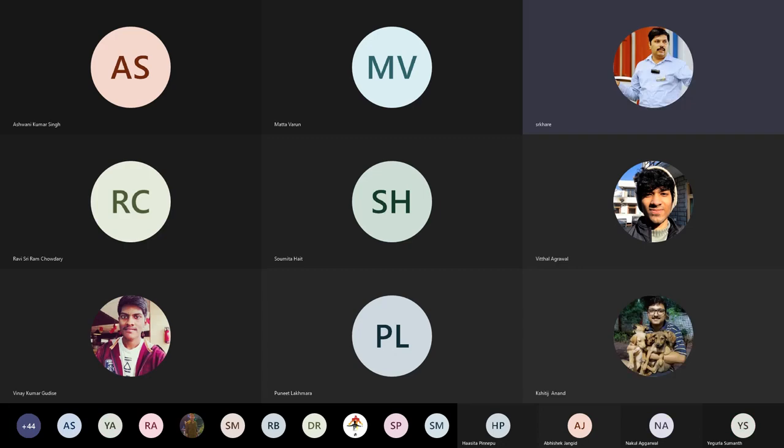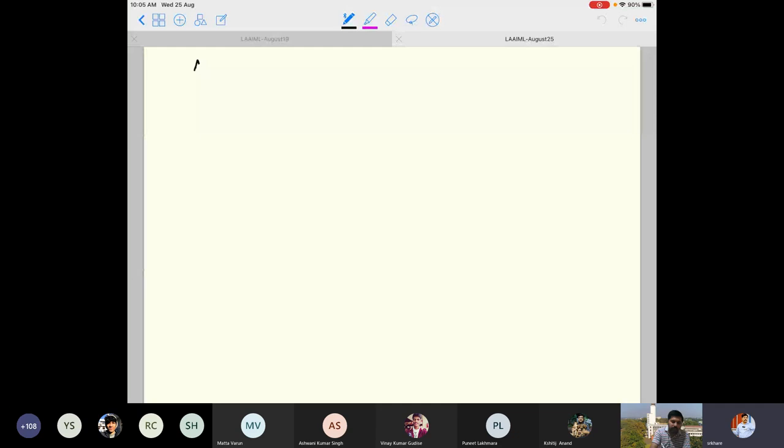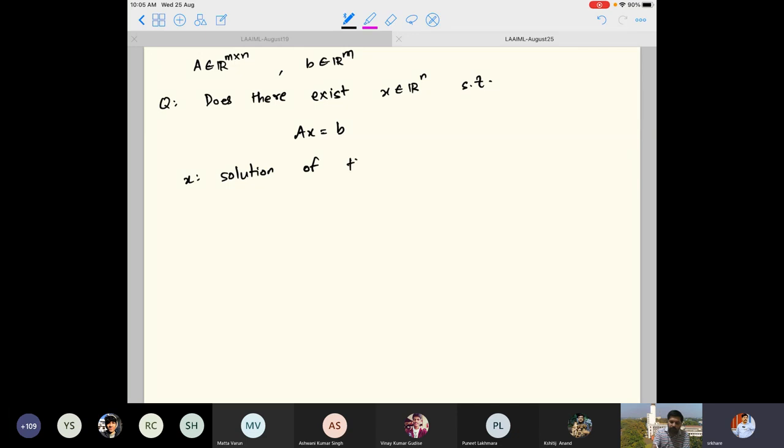What we are really looking at since last lecture is, suppose A is a matrix of size m by n, say for example, and B is a vector in R^m. Then the question being asked is: does there exist an X in R^n such that Ax equals B? So this X is called a solution of this system of linear equations, right?